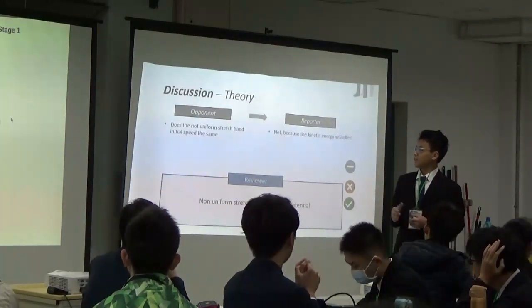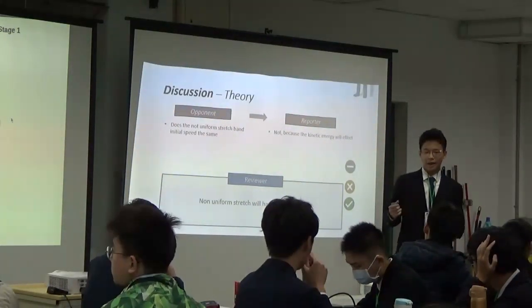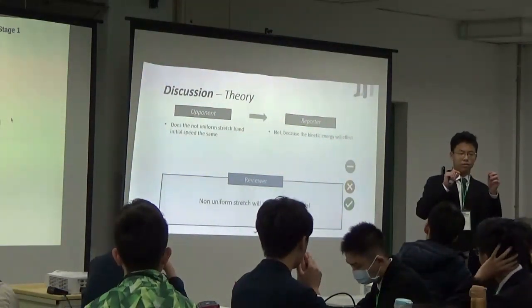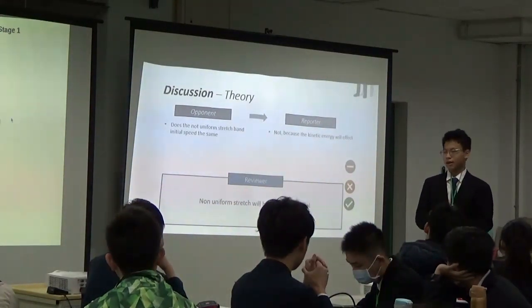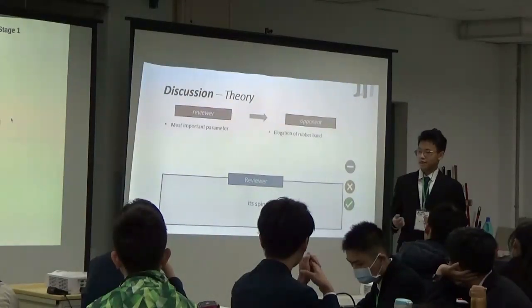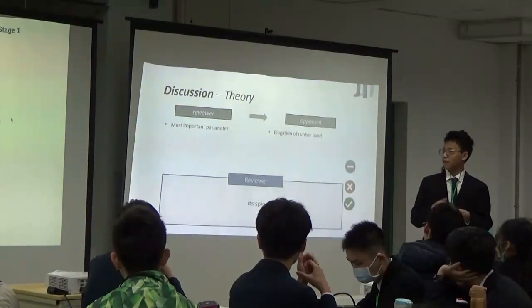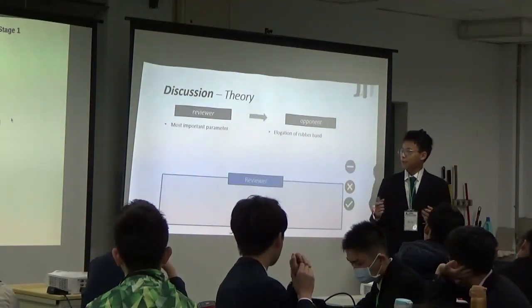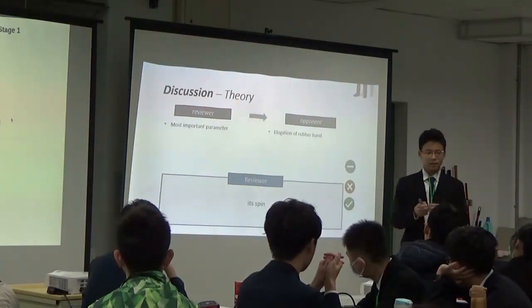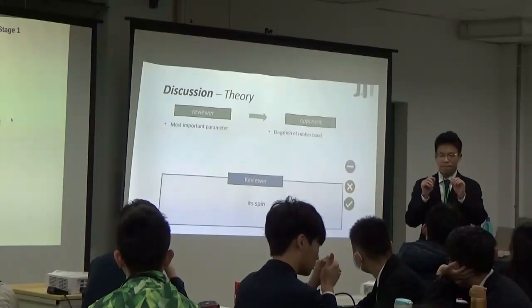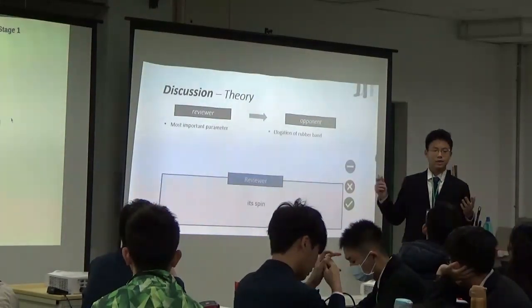And then the reporter said the kinetic energy will change. But I think when you stretch the rubber band uniformly, there will be more potential energy inside the rubber band, which will make it fly faster. And I asked both opponents what the most important parameter is. The opponent thinks it's elongation, but I think it's spin, because spinning it will put more potential energy in the rubber band, and it's also stated in the problem statement.